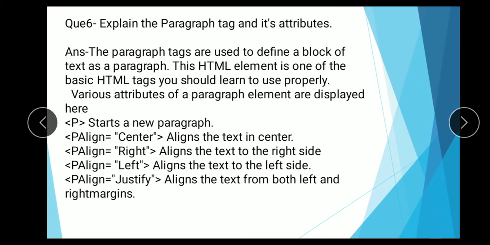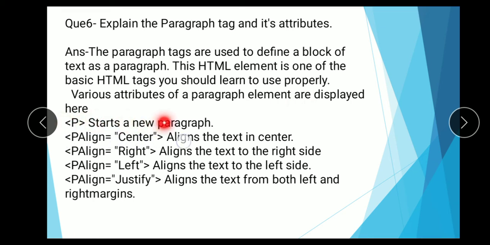Question number 6: Explain the paragraph tag and its attributes. The paragraph tag is used to define a block of text as a paragraph. This HTML element is one of the basic HTML tags you should learn to use properly. Even if you write a line within a paragraph tag, various HTML attributes of the paragraph element are available.